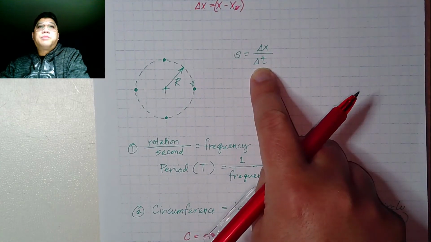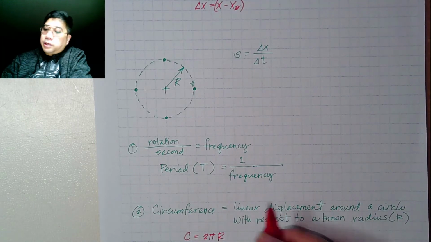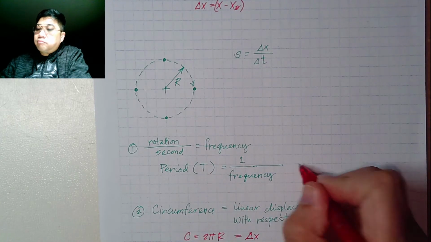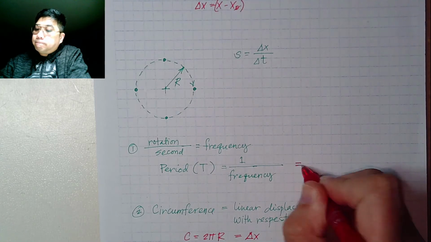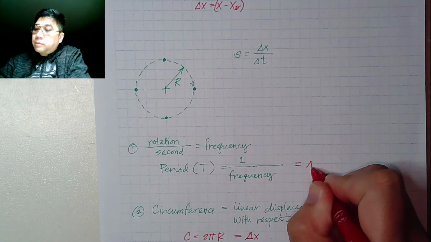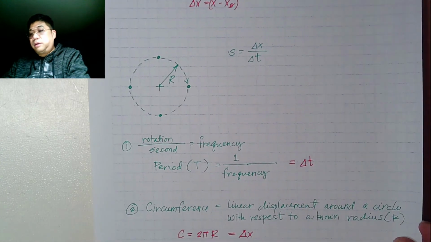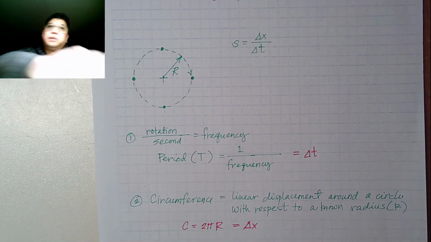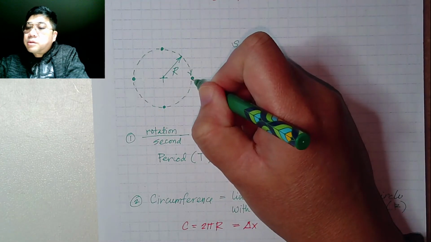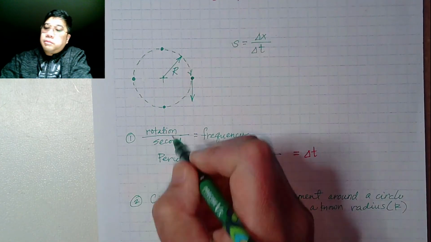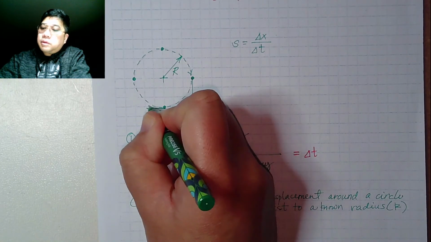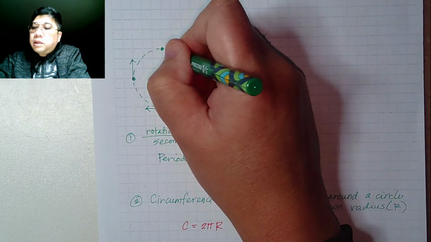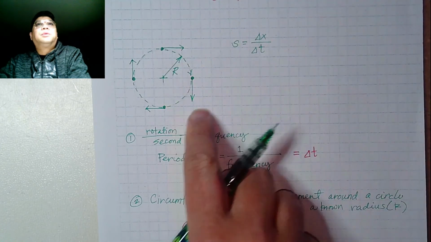So now we can plug in those values here. Circumference is actually your displacement, delta x. And period T is our delta time, which is our period. By plugging all that information together, the speed, or the linear speed, is actually a straight line like this. And this one right here. So those are the speed.